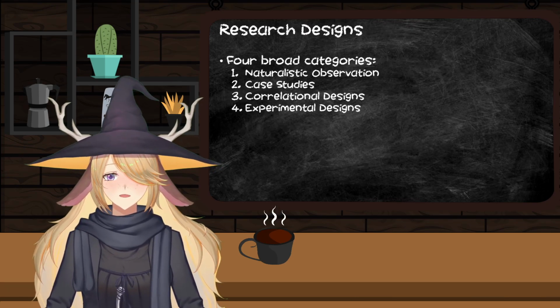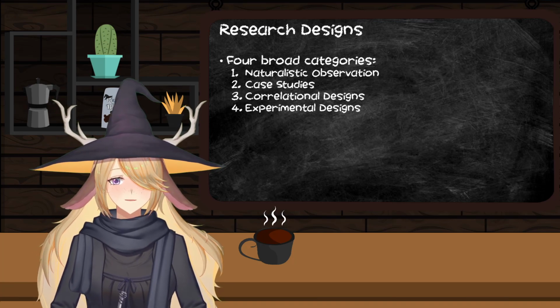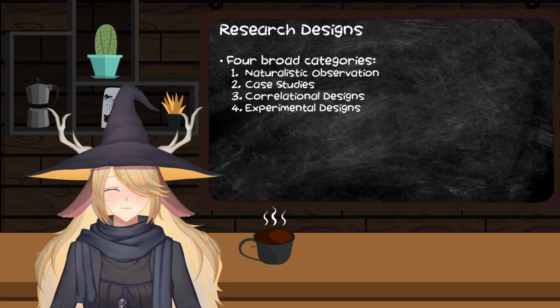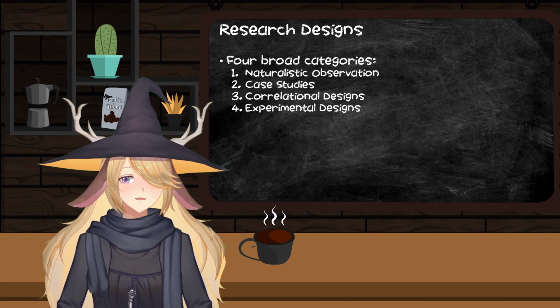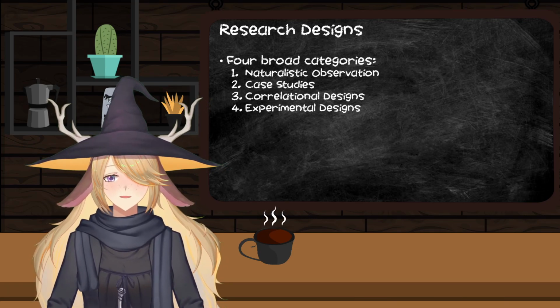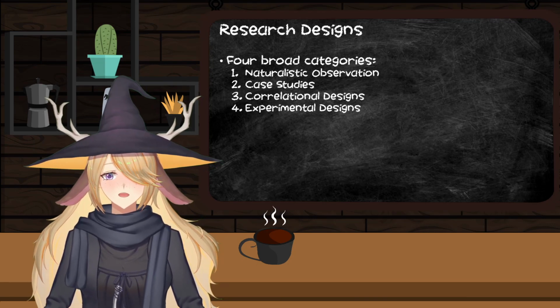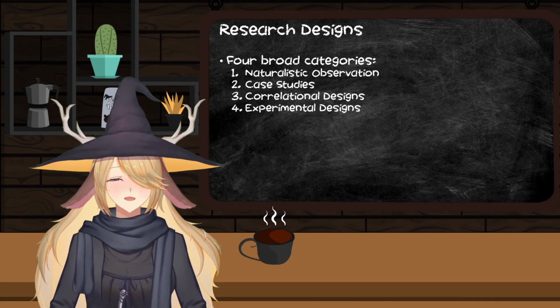So, what does good research look like, or what does a good research design look like? It depends. And there are 4 broad categories that I want to talk about. And those are going to be naturalistic observation, case studies, correlational designs, and experimental designs.